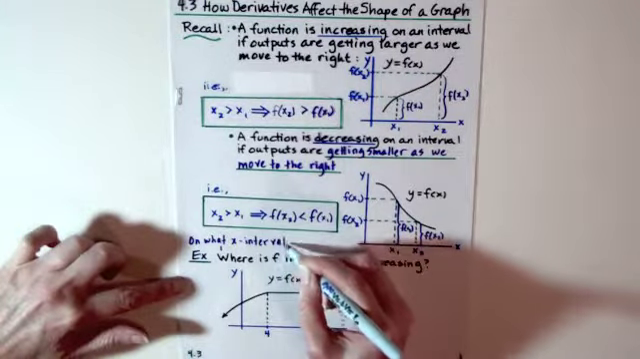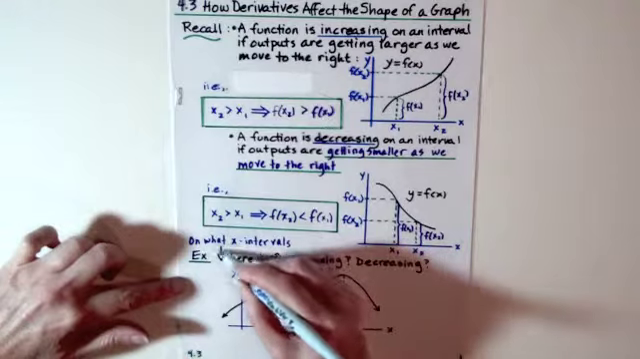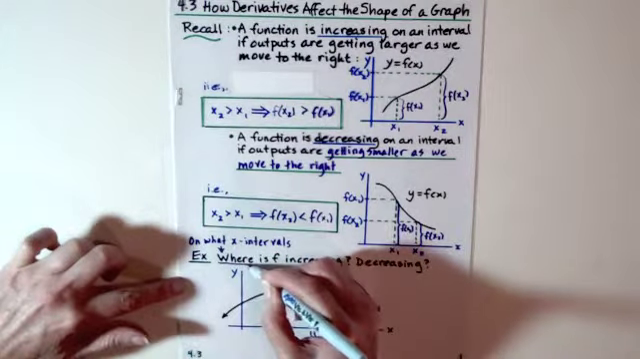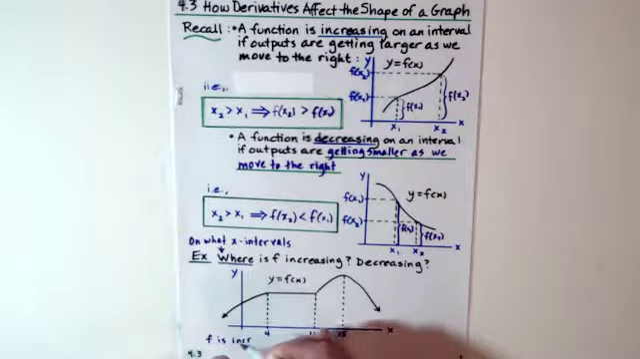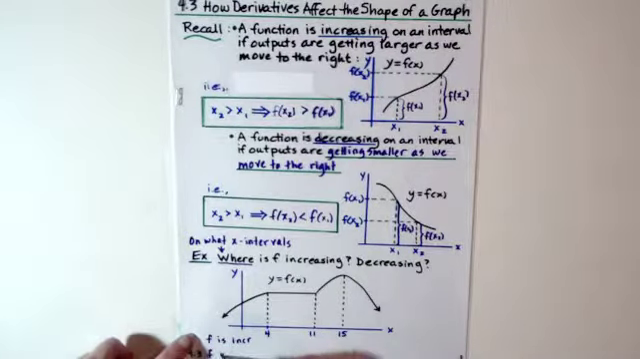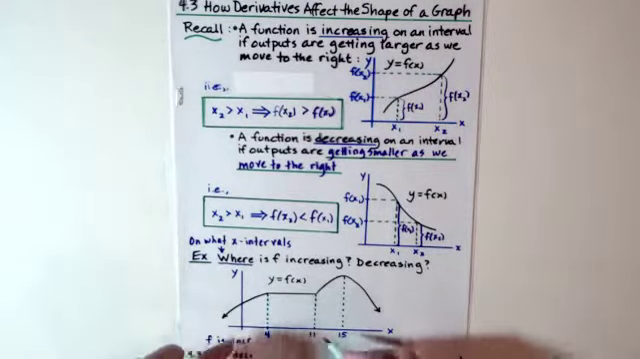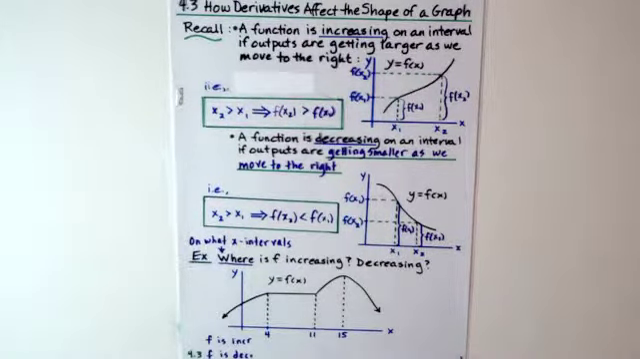So what I'd like you to do is pause the tape for a moment and try to write down the intervals on which f is increasing and the intervals on which f is decreasing. And by intervals, I mean intervals on the x-axis. So do that, and then we'll go ahead and go through it together. So restart the video when you're ready.